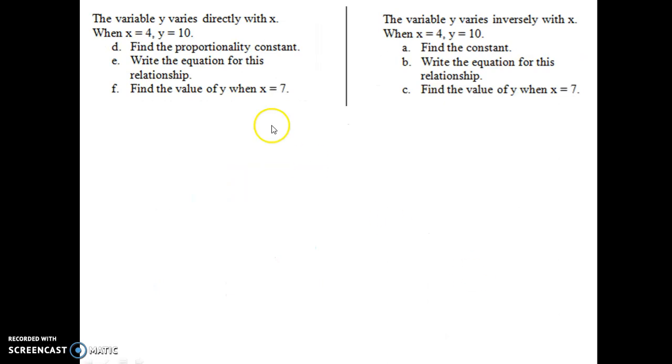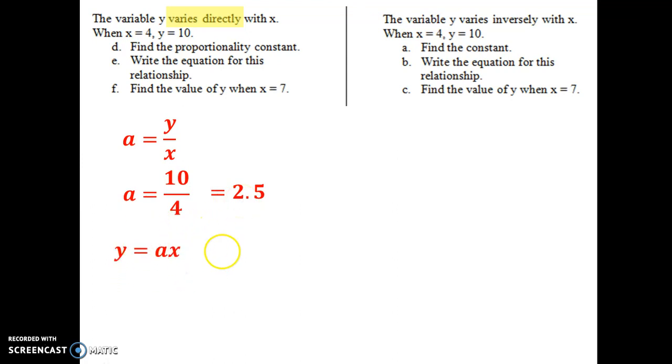Let's look at two more examples here. The variable y varies directly with x. When x equals 4, y equals 10. So y varies directly with x. When you read that, you can right away say the a value must be y over x, because that's how direct variation works. So here we're given a y value of 10 and an x value of 4, and we find 10 divided by 4 is 2.5.